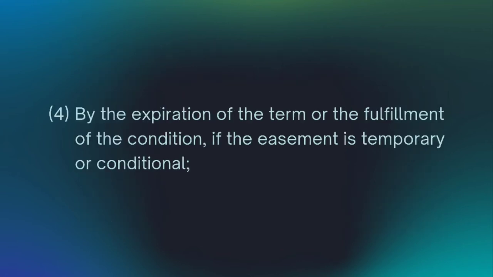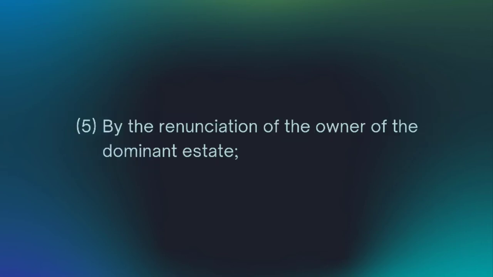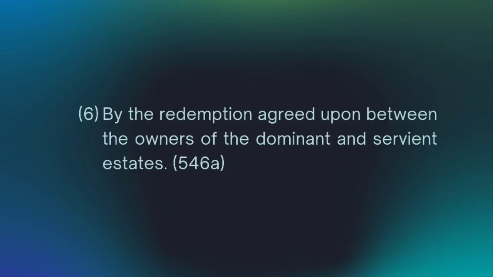4. By the expiration of the term, or the fulfillment of the condition, if the easement is temporary or conditional. 5. By the renunciation of the owner of the dominant estate. 6. By the redemption agreed upon between the owners of the dominant and servient estates.